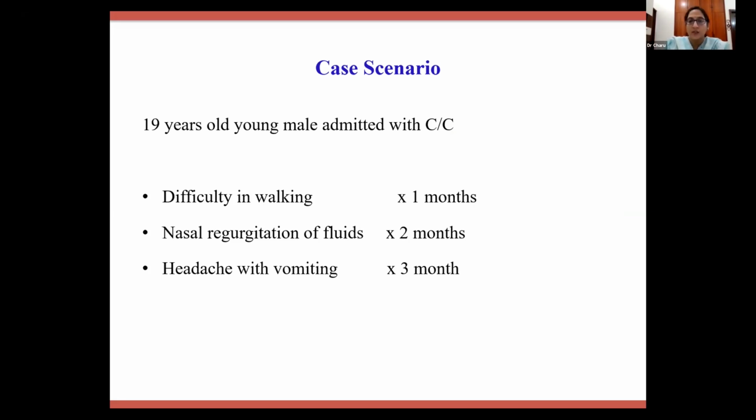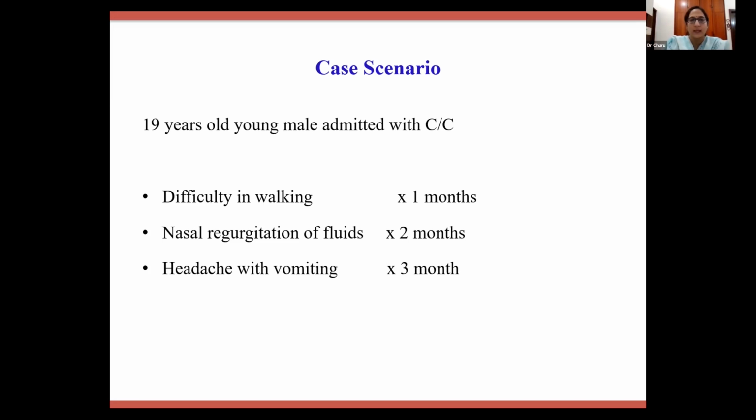The nasal regurgitation of fluids indicates involvement of the lower cranial nerves, and headache with vomiting are manifestations of raised intracranial pressure. So most likely from the chief complaints, we can make out it's an intracranial SOL or an intracranial pathology, I would say, and likely to be in the infratentorial compartment.